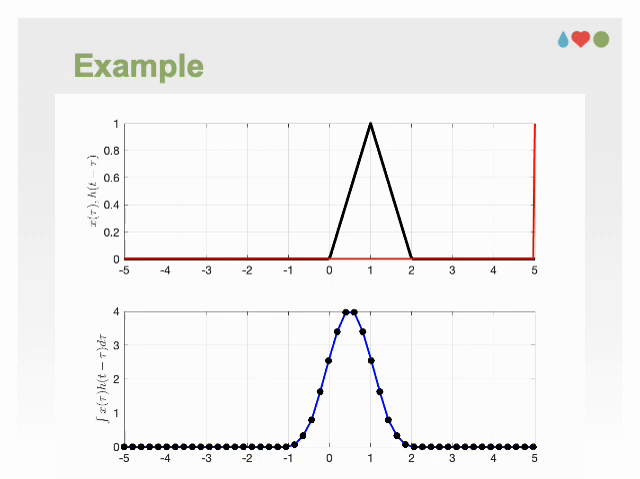Here you can see the sliding of the kernel function and overlapping regions between the original time series, indicated by black color, and the kernel function shown in red. The convolution is then represented by black markers and the blue curve.